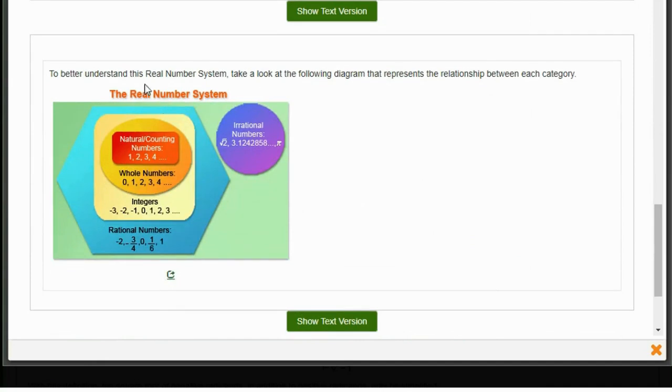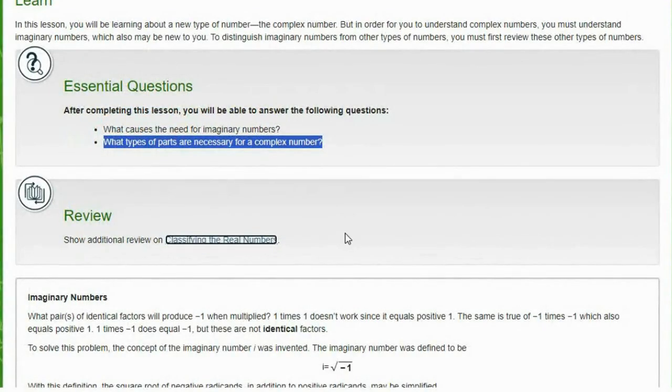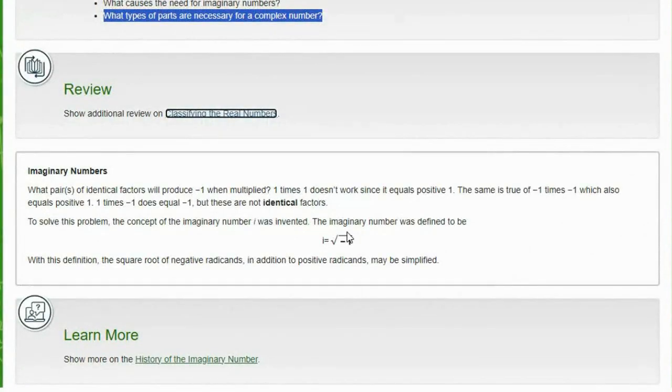To better understand the real number system, here everything fits inside the other one. See, natural numbers are inside the same circle as whole numbers, which is inside the same square as integers, which is inside the same hexagon as rational numbers. And then irrational numbers are separate, but they all fit in the real number system, the big green rectangle. So that's a nice review of numbers. Now we're going to talk about numbers that are totally outside of the real number system because they're imaginary numbers.